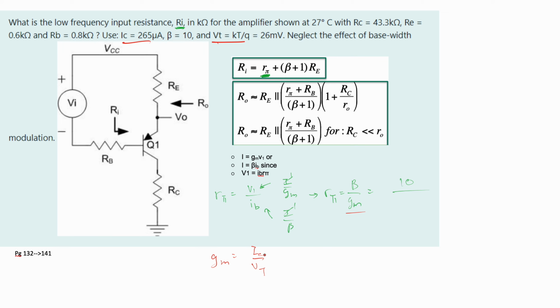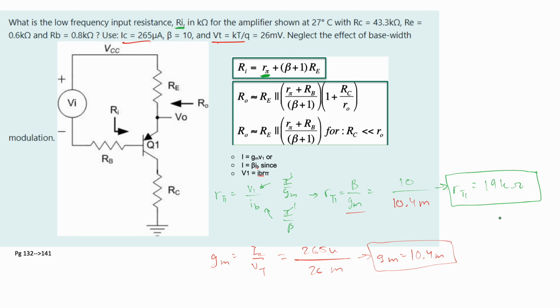With this equation, we have 265 micro divided by 26 milli. Now, if we plug this into a calculator, we're going to get our GM is equal to approximately 10.4 milli. So we can take this and plug it into here, and that means that our R pi is going to be equal to, we divide both of these out, approximately 19 kilo ohms. So that's the answer here.